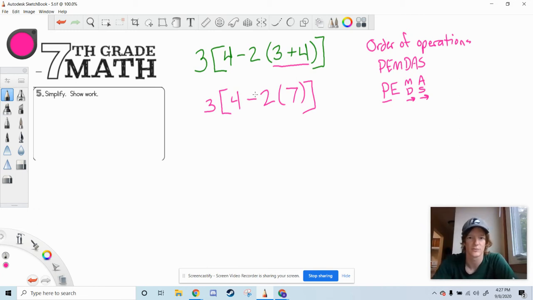Next, we do still have parentheses, but within this parentheses, we've got 2 different operations. We have subtraction right here, and we have multiplication right here. So we're going to do these parentheses first, but do we do multiplication or subtraction first? It looks like we do multiplication first because it's right here in our order of operations. So 2 times 7 will be 14. And then I'll bring down the rest of it, my 4 minus, bring down my brackets, and my 3.